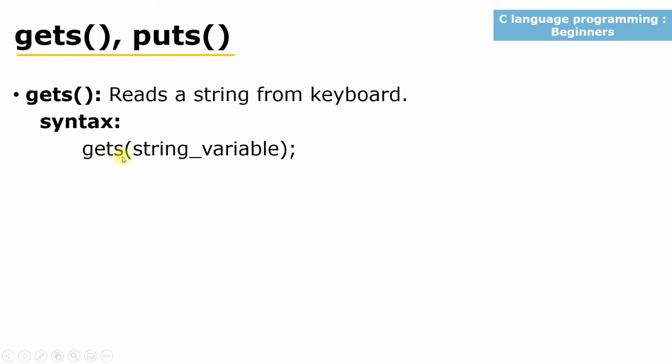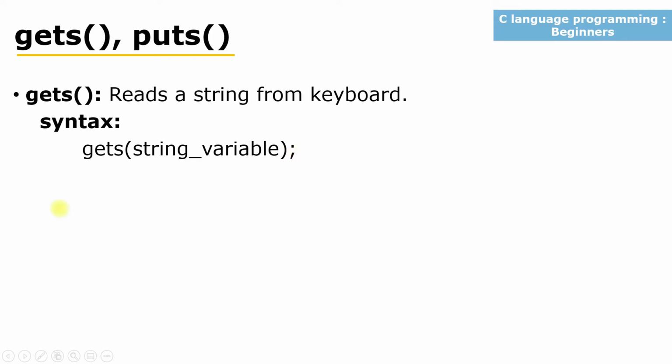gets will read a string from the keyboard. After reading the string from the keyboard, where do we need to store that string? In the string variable, or we can say onto the string data item. That string variable we need to represent within the parentheses, and the statement must end with a semicolon.